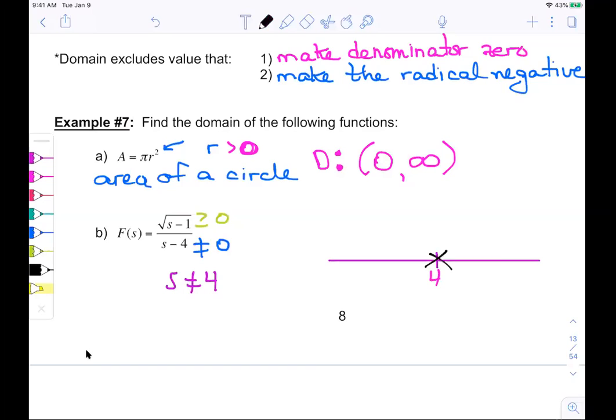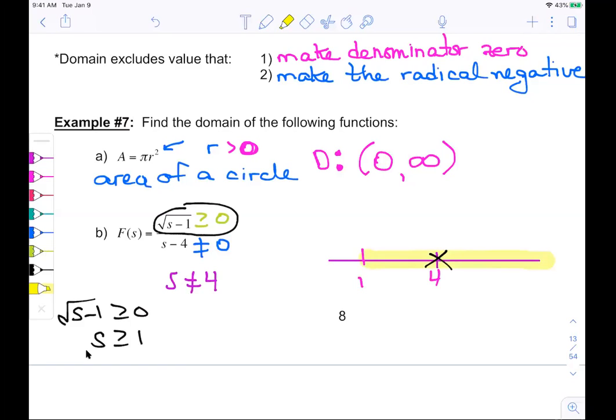Now if I look at the numerator, this is saying the square root of s minus 1 has to be greater than or equal to 0. Well, really that means s has to be greater than or equal to 1 if I solve for the numerator. So on my number line, I'm going to place a 1. And it says it has to be greater than or equal to 1. Well, here's 1. Greater than or equal to means all in that direction. I have to take those two pieces and try and write the domain. So it has to be greater than or equal to 1. Not allowed to be 4.